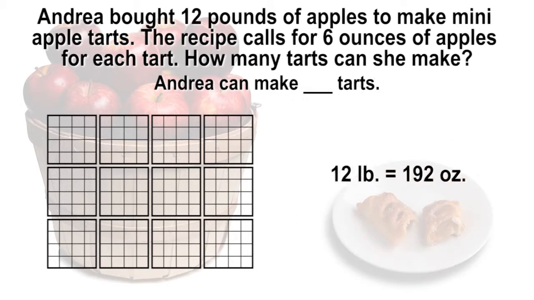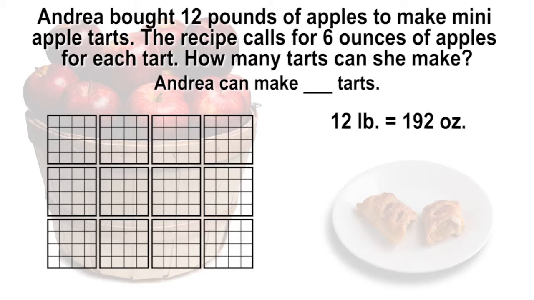Is this the answer to our problem? Let's look back at our original answer statement. Andrea can make how many tarts? Can she make 192 tarts with 12 pounds of apples? As you can see, that doesn't make sense. 192 is the number of ounces in 12 pounds, not the number of tarts. Converting pounds to ounces was the first step in our problem.